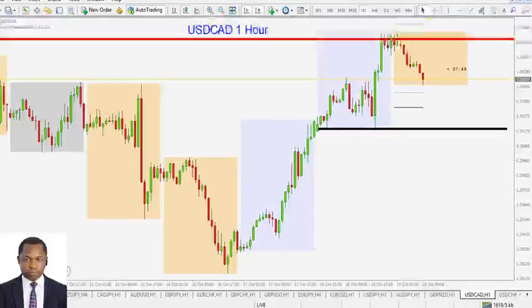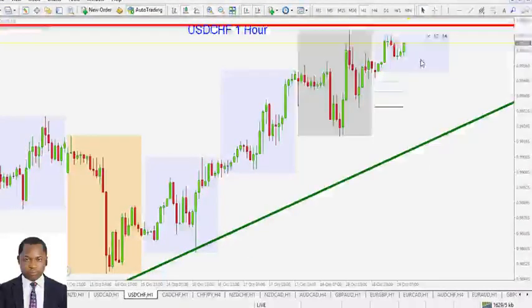Okay, here do not trade any long opportunity. Don't click on your buy button. You'll be trading against a heavy level of resistance. It could move in your direction, but the risk there is just too much. All right, let's see the American dollar against the Swiss franc.